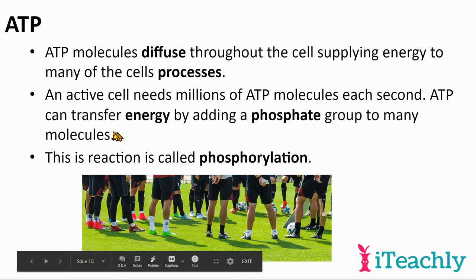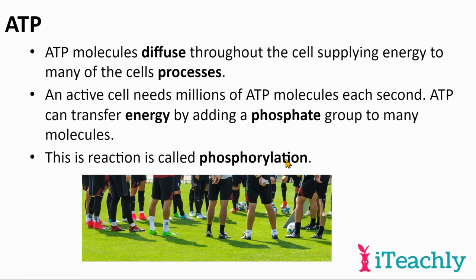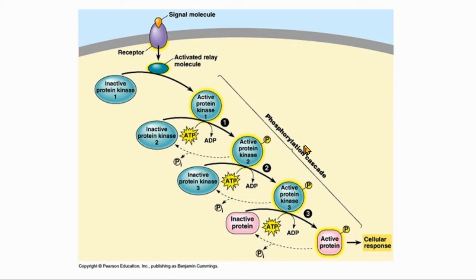ATP can transfer energy by adding a phosphate group to many molecules. This reaction is called phosphorylation. I want to show you an example of this here, and you could do this when we do cell communication. I'm not really sure if we're going to do that actually. But this is a receptor protein, right? And this would be a ligand or a signal molecule that's going to say, okay, we need something turned on here. It's going to activate this kinase, right? It's going to turn it on. And in that case, it's going to turn this on.